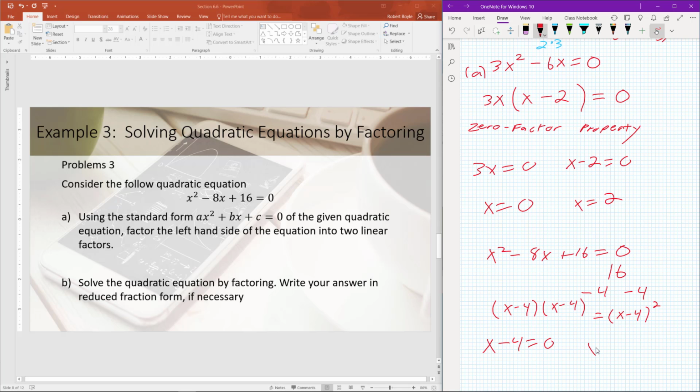Adding 4 to both sides, we have x is equal to 4. And that is the only solution for this particular problem, because this problem is a perfect square.